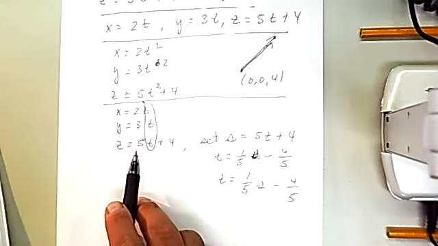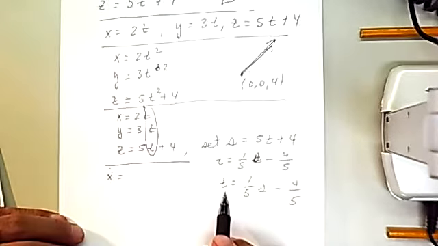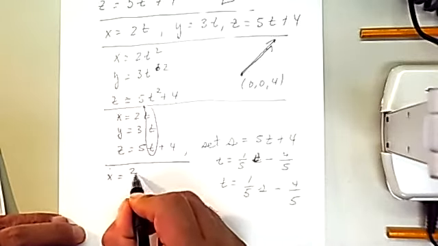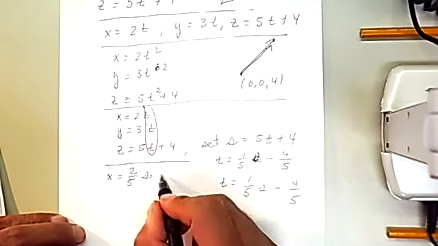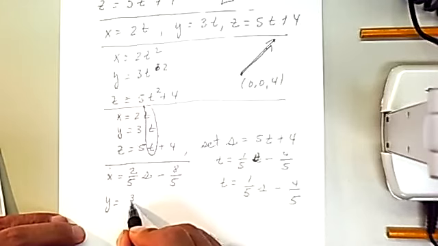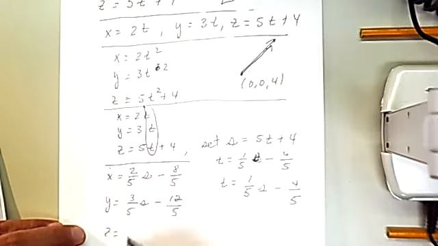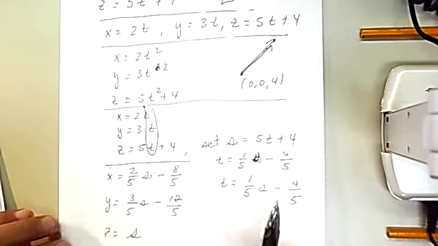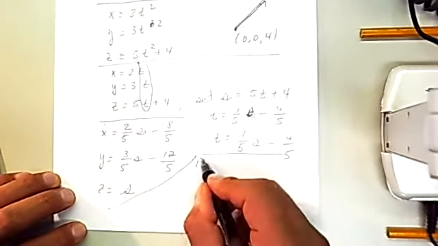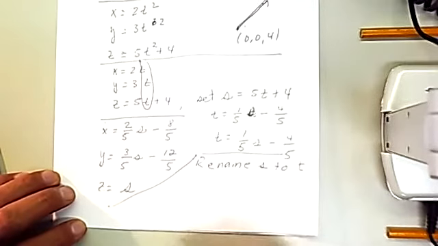Okay, so we can rewrite this line as follows. X will be 2 times t, but written this way as 1/5 s minus 4/5, multiplied by 2, and we end up with 2/5 s minus 8/5. Y would be 3 times this, so 3 over 5 s minus 12 over 5, and z would be s itself. So we can rename s to t. Instead of calling it s, we can rename it and call it t.